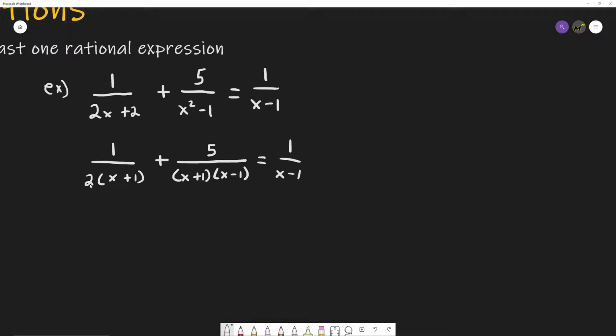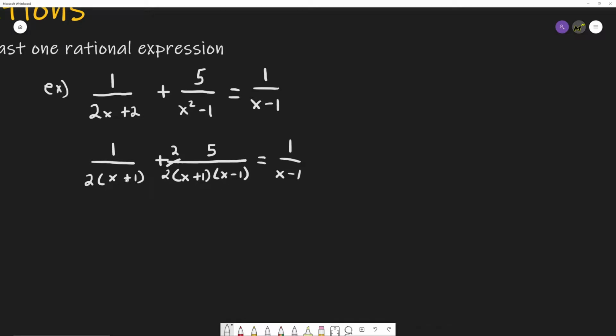Right now, the left side has a 2 and x plus 1, but the middle term does not have that number 2, so I would multiply this by 2 over 2. And I'm not changing the value of it because 2 divided by 2 is 1, so I'm multiplying the fraction by 1. I'm not changing the value when I do this. I'm just changing how it looks. I'm making it a bigger fraction, so to speak.